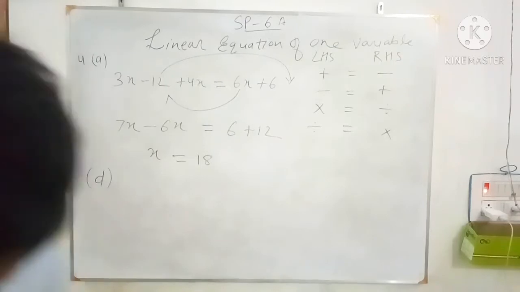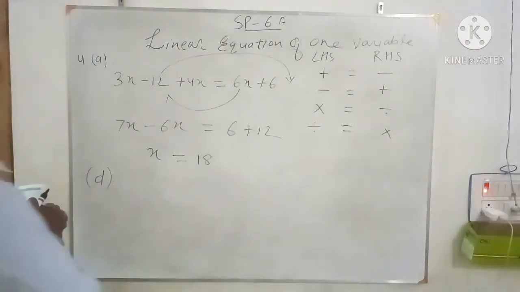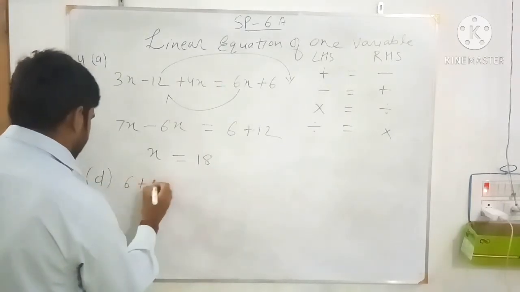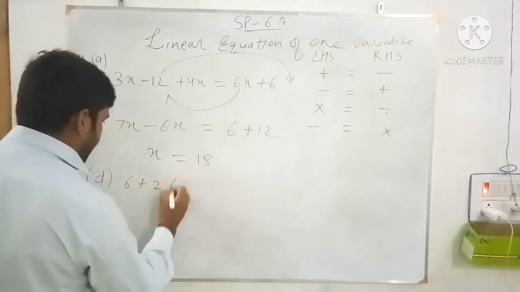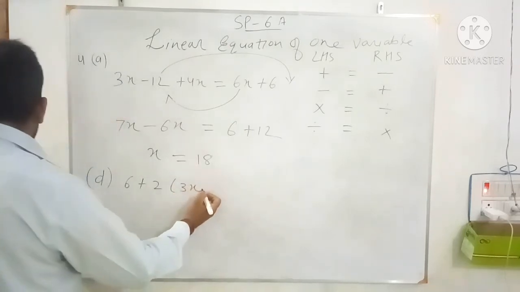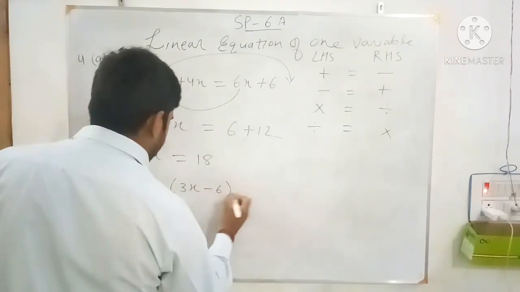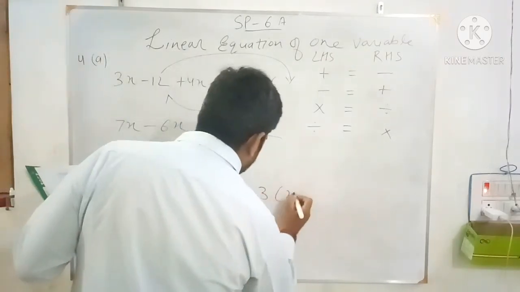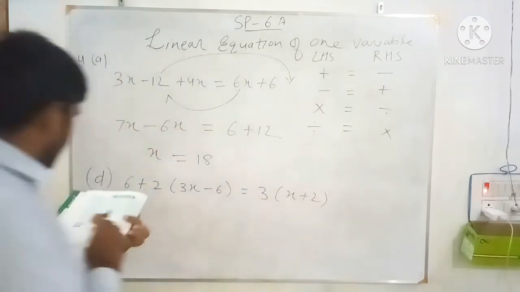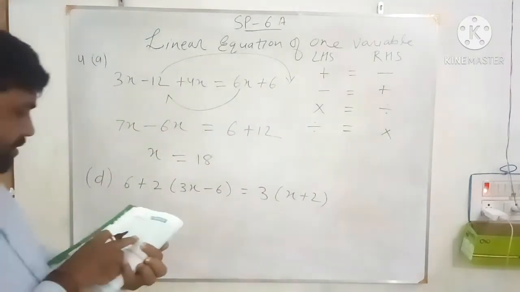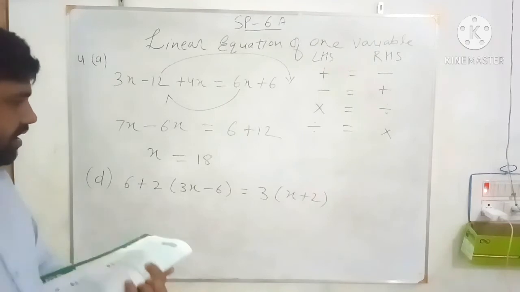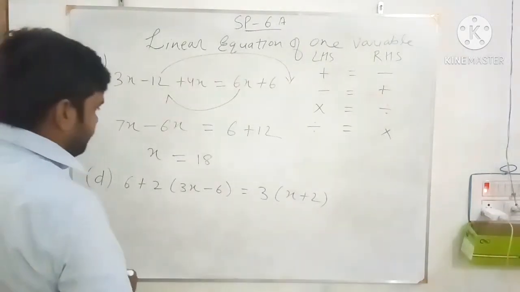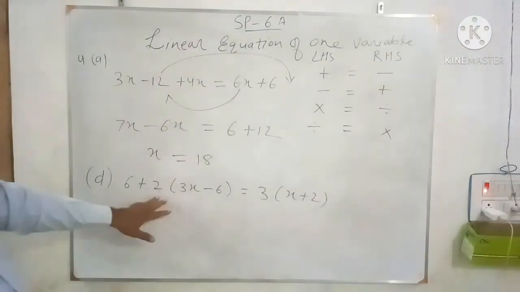See the equation of the fourth D: 6 plus 2 into bracket 3x minus 6 equals 3 into bracket x plus 2. What is the equation? We have 6 plus 2 into 3x minus 6 equals 3 into x plus 2. See how we do this type of question. Clear?